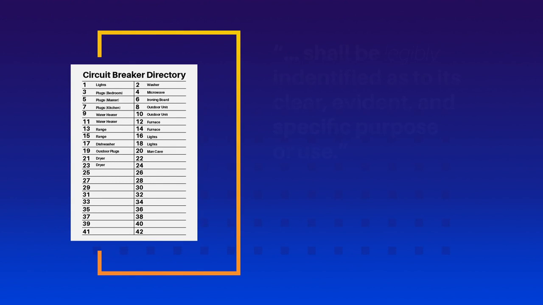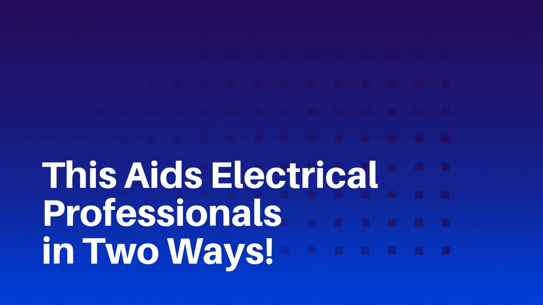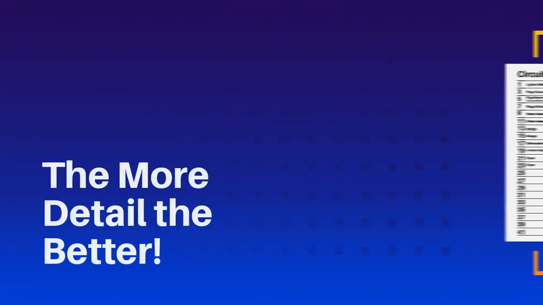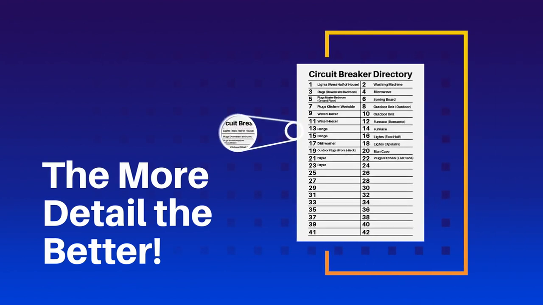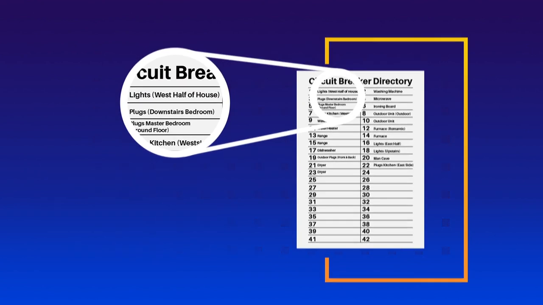Either way, the code maintains that every circuit and circuit modification must be legibly identified as to its clear and specific purpose. This aids electrical professionals in two ways. The first is simply that the more information provided inside a panel board, the better. The more detail you can provide in a circuit directory, the safer everyone who works on the system will be. It also makes future work on the system easier and provides the best product to consumers.